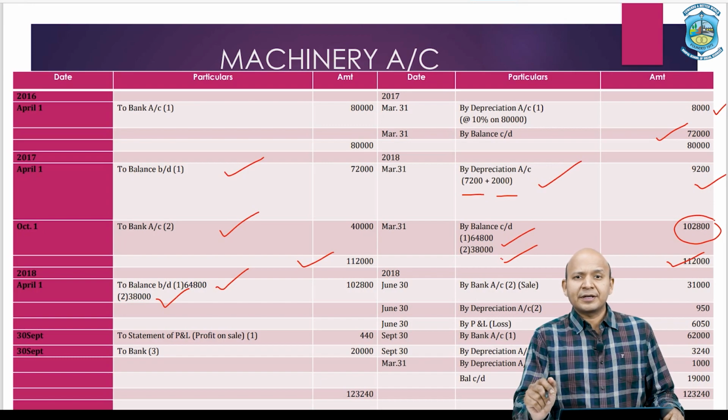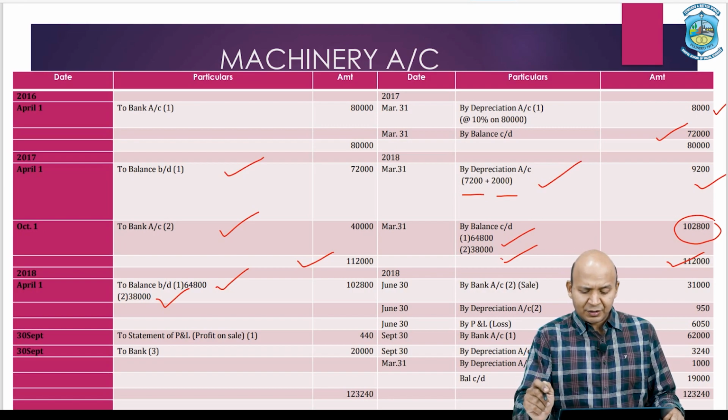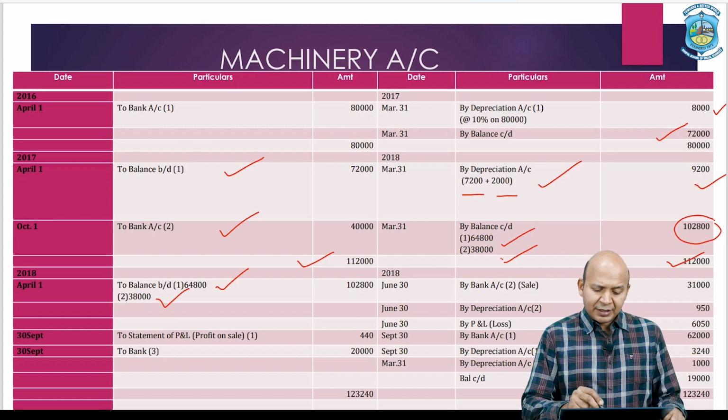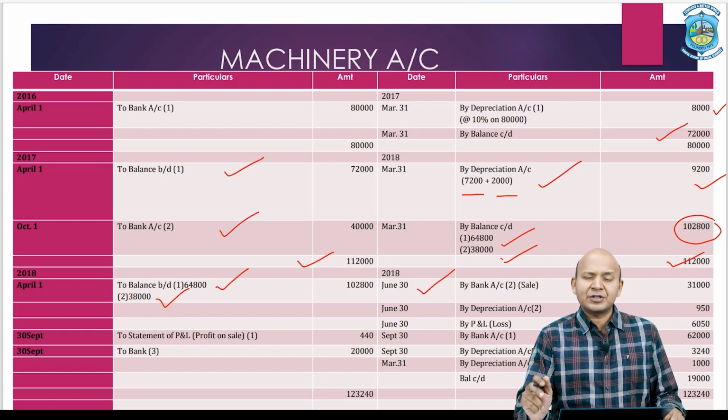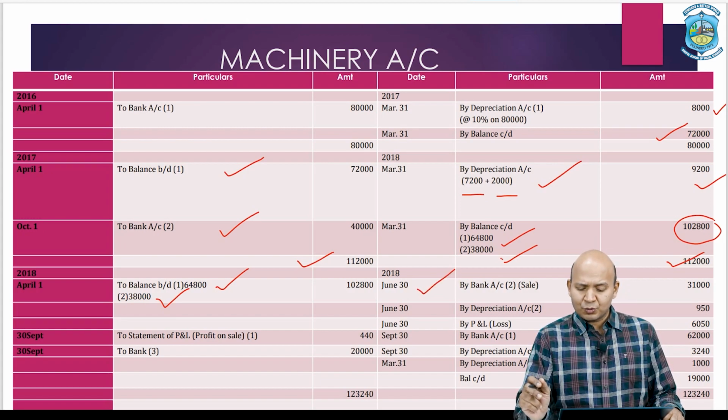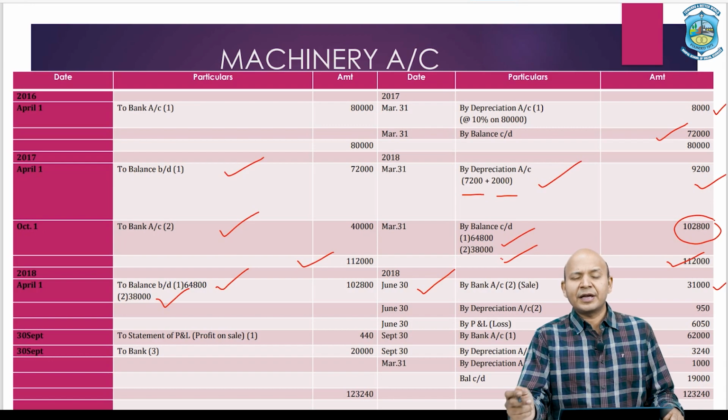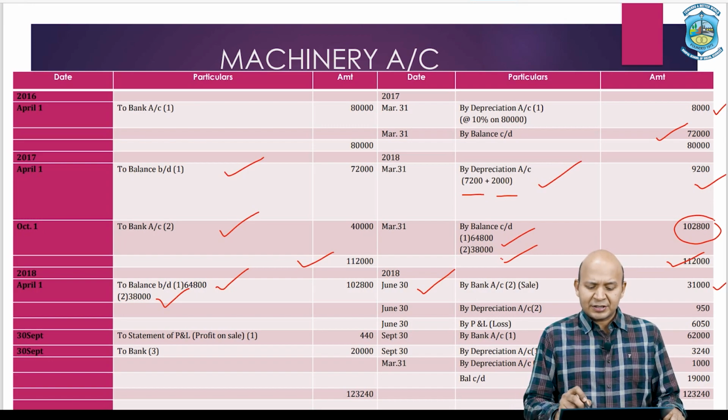In this particular year, machine 2 as well as machine 1 was sold. As per the illustration, on 30th June 2018, machine 2 was sold for rupees 31,000. So whenever we are selling the asset, the entry will be bank account debit or cash account debit to asset account. That is the reason in the credit side by bank we have mentioned machine 2 is sold for 31,000.